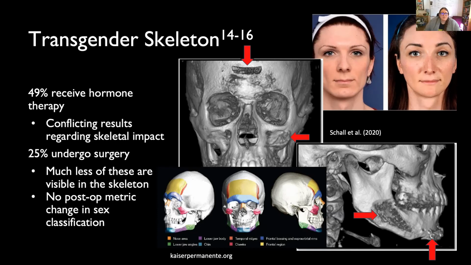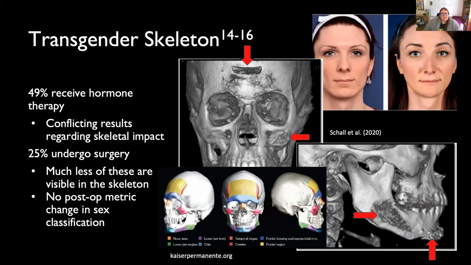Only about 25% of trans individuals undergo gender affirming surgery. So most of the surgeries alter breasts or sex organs or other soft tissue not visible in the skeleton. And only 7% of trans women have had facial feminization surgery, which is apparent in the skeleton, but it's been reported that over 43% want that surgery. Less is known about facial masculinization surgery.